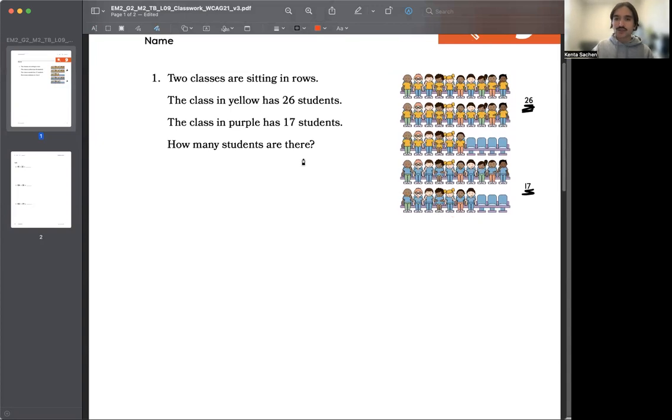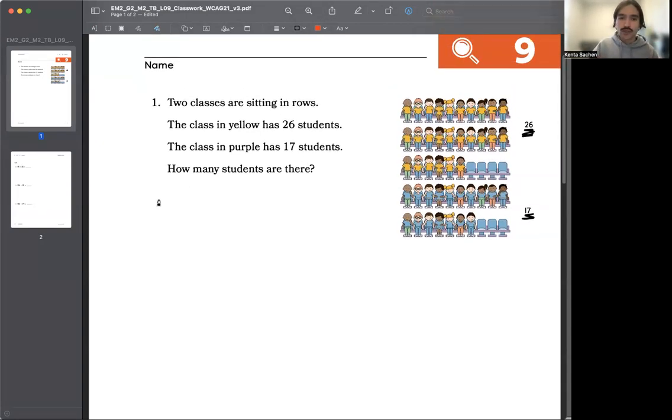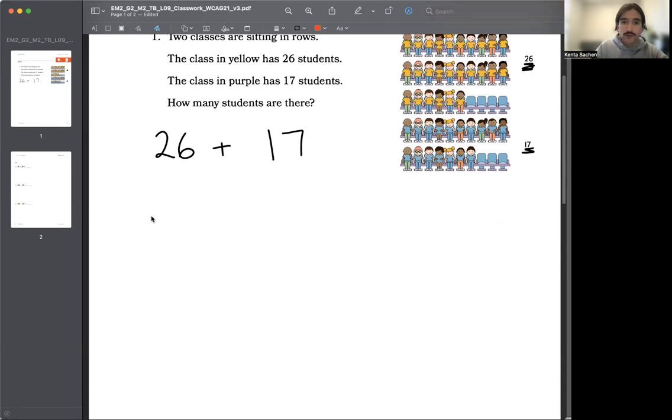To find out how many students there are all together, we need to do, and let's write this down, 26 plus 17. 26 plus 17. All right. And now let's add this using our place value chart. So I'm going to, and I want you to do this too, below that, make a place value chart. You're going to have our tens and our ones. And we're going to start by drawing out 26.